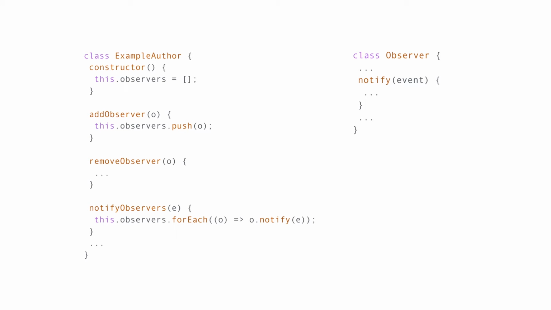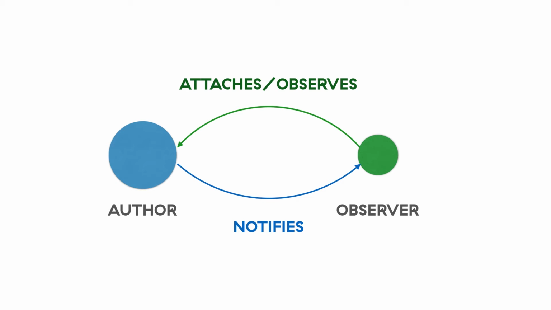So this is an example author. It knows how to receive observers, and it knows how to remove them. And when something happens, it can notify them. And they're notified, and everyone's happy. And the observer has to know how to be notified. And this is basically how it works. You have an observer, it's attached by itself or by some other object, and then it receives messages, one or more or none, and it reacts to them.